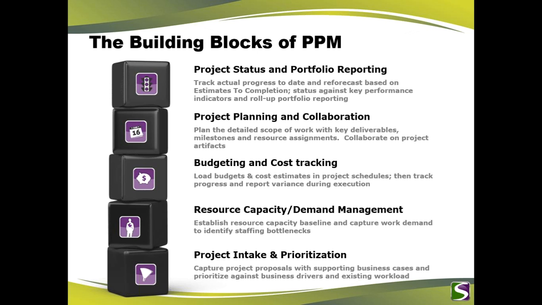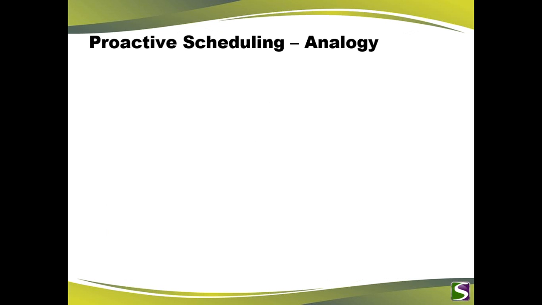Resource capacity demand management is another key area of focus for Microsoft PPM, being able to balance out the capacity we have with the demand on resources and identify bottlenecks. Budgeting and cost tracking is the ability to tag or set a budget for the project, and then when we do our detailed planning, actually compare our baseline to the budget and track actuals against the baseline. Project planning and collaboration, of course, is the traditional core project planning module, and collaboration is the SharePoint integration, being able to manage all of your documentation, your issues, your risks, and collaborate around the project. And then project status and portfolio reporting really is where everything comes together in terms of being able to see what's going on across the portfolio from a resource perspective, from a project perspective, from an issues perspective, and so on and so forth. A little bit of background on proactive scheduling.